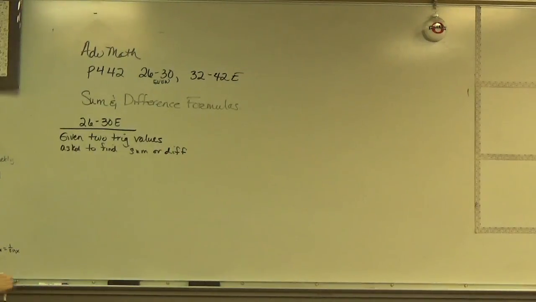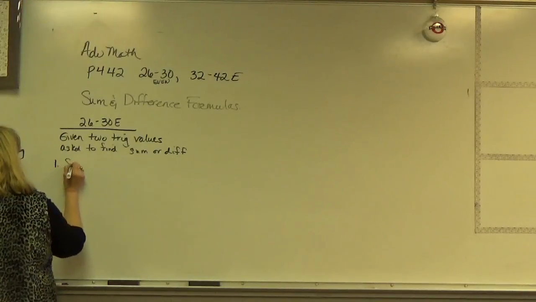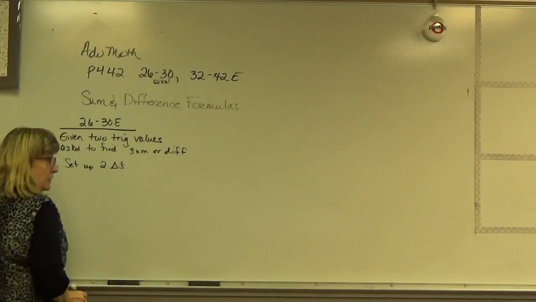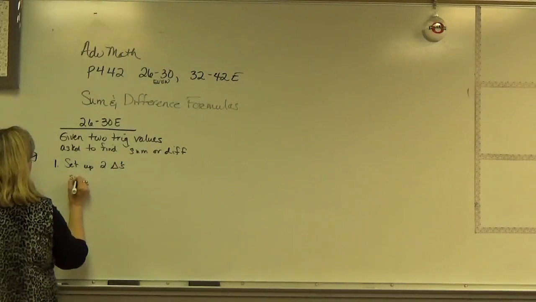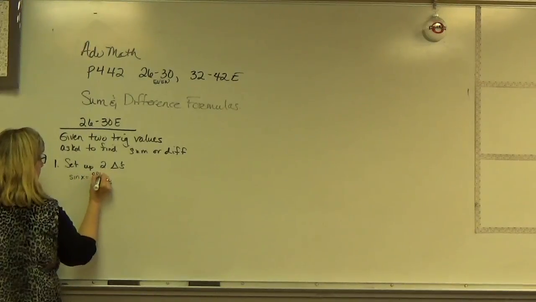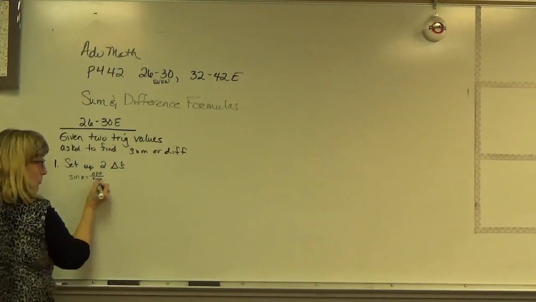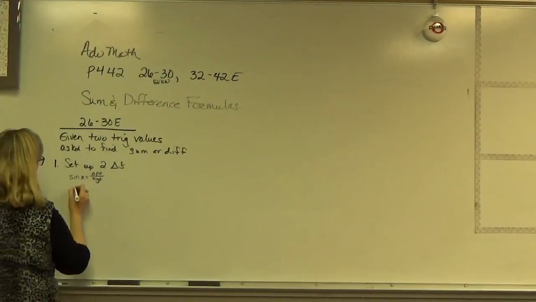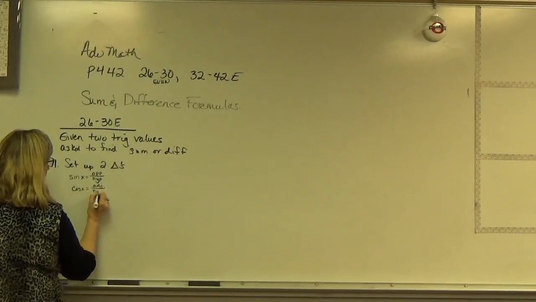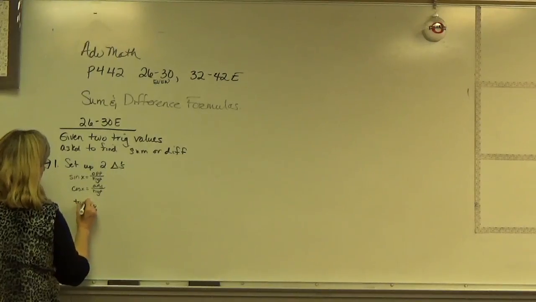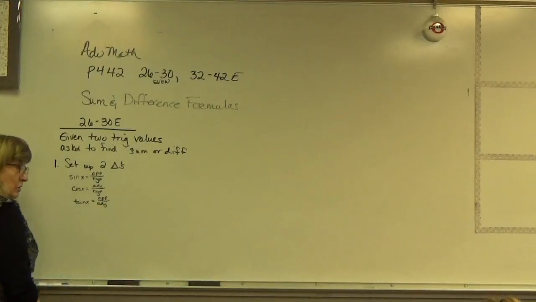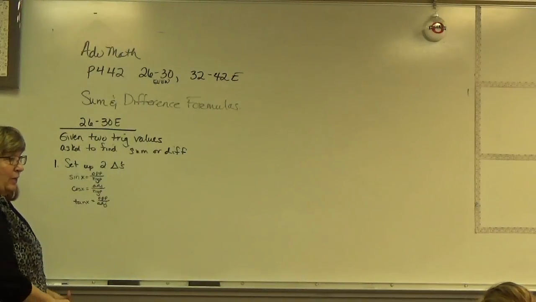Now, in order to do that, number 1, you're going to set up 2 triangles. To set up 2 triangles, remember you learned something already, right? The sine is opposite over hypotenuse. You guys remember that? Cosine is adjacent over hypotenuse. And tangent is opposite over adjacent, which there's acronyms that you can use to help remember that.